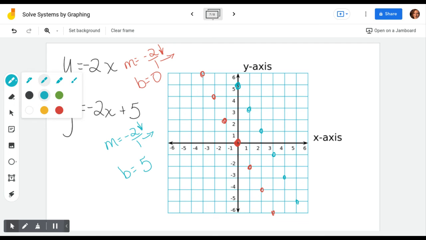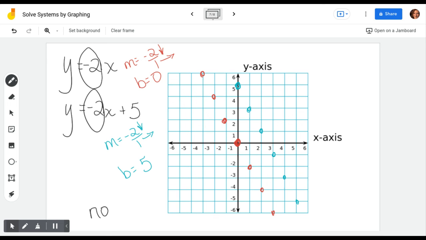If you look at your slope, both slopes were a -2. Your slope determines the slant of your line. So if both equations, both lines are slanted exactly the same, it makes them parallel, like train tracks. Parallel lines never cross. So if you already know that your two equations have the same slope, you know there is no intersection point. That means that there is no solution. There's no x and y combination that's going to work in both equations at the same time. Parallel lines will never cross.